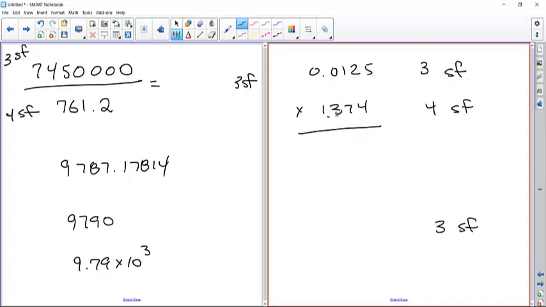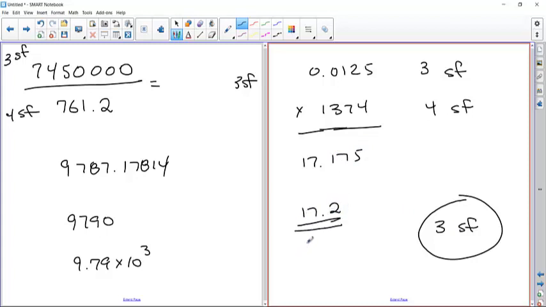So let's go ahead and plug that in. So 0.0125 times 1,374. I think I accidentally put a dot there. Okay. So the answer I get is 17.175. But we're only doing 3 significant figures, so this would be written as 17.2. So that's how you deal with zeros in this direction that are just to the right.